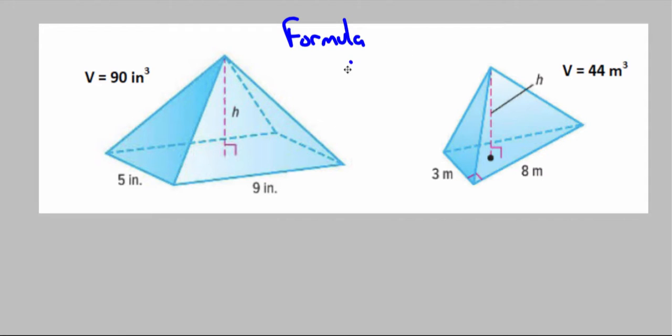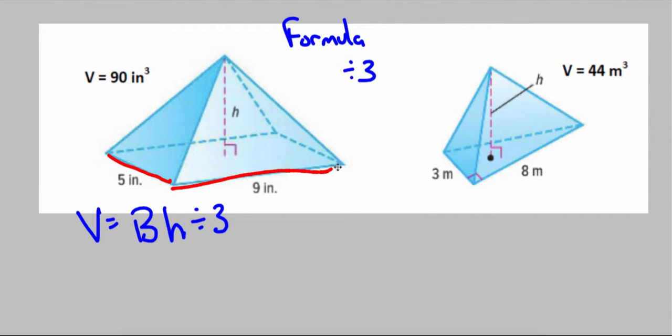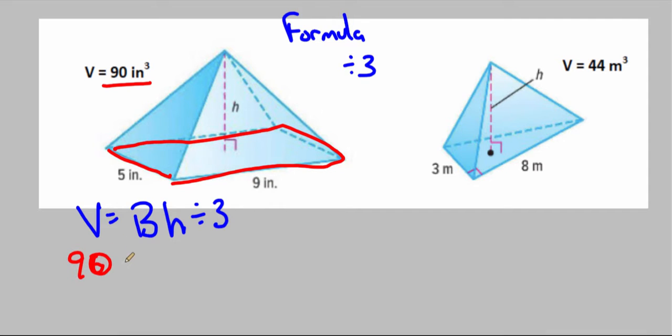But remember, this time you got to worry about your divided by 3. So volume is equal to area of the base times the height divided by 3. So focus on your base. 5 by 9. So volume is 90. Area of the base is 5 times 9 times the height divided by 3. So do what math you can do. 5 times 9 is 45 times h divided by 3.